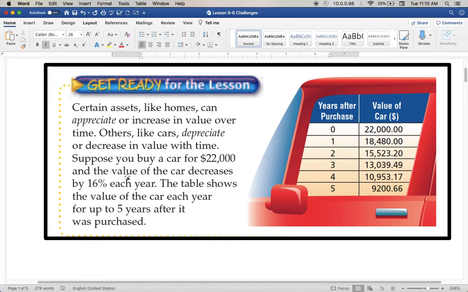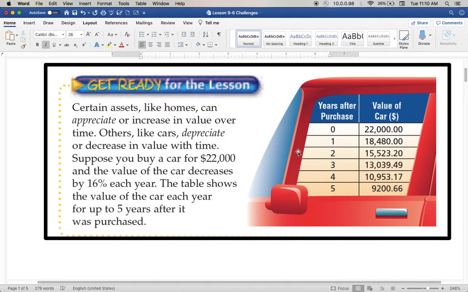What can initially be puzzling is that it says the value of the car decreases by 16% each year. So you might expect that these differences would be the same, but they're not, because the first year, 16% of the value disappears. And then the next year, 16% of a new amount disappears. So you would not expect common differences here. There's going to be a common ratio.